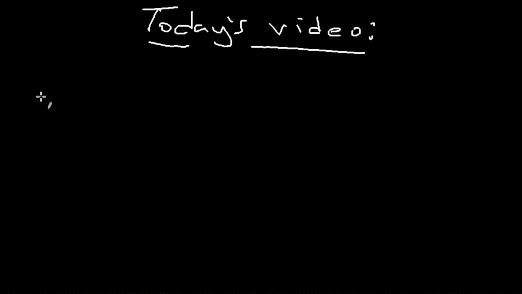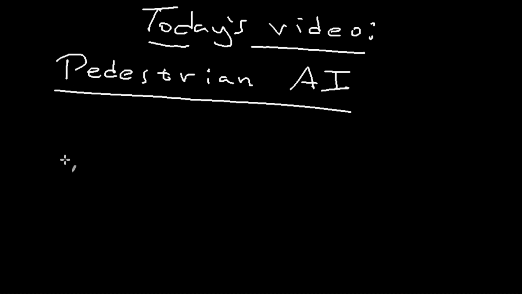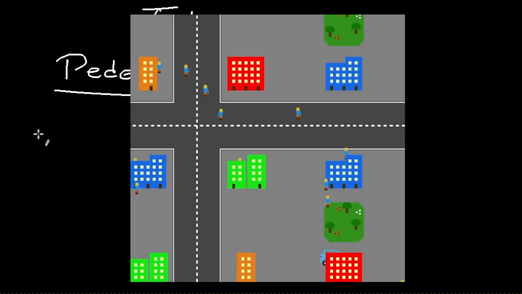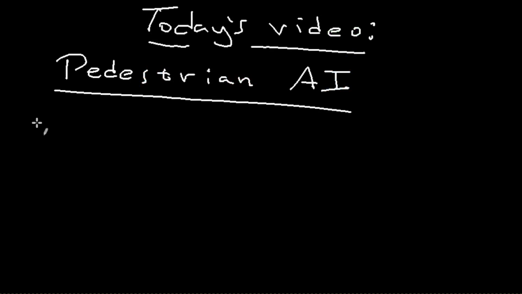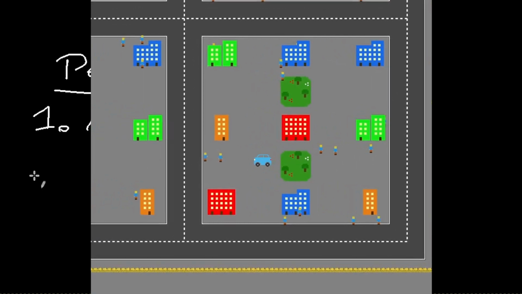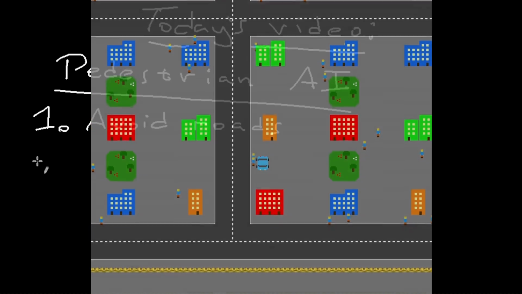For today's video we're going to focus on the pedestrian AI, and there are two things I want to tackle here. The first thing is the pedestrians are walking all over the road and I want to avoid that, so we want to limit them to walk on the squares. And the second thing is that I want the pedestrians to jump out of the way if the player comes at them with a car.